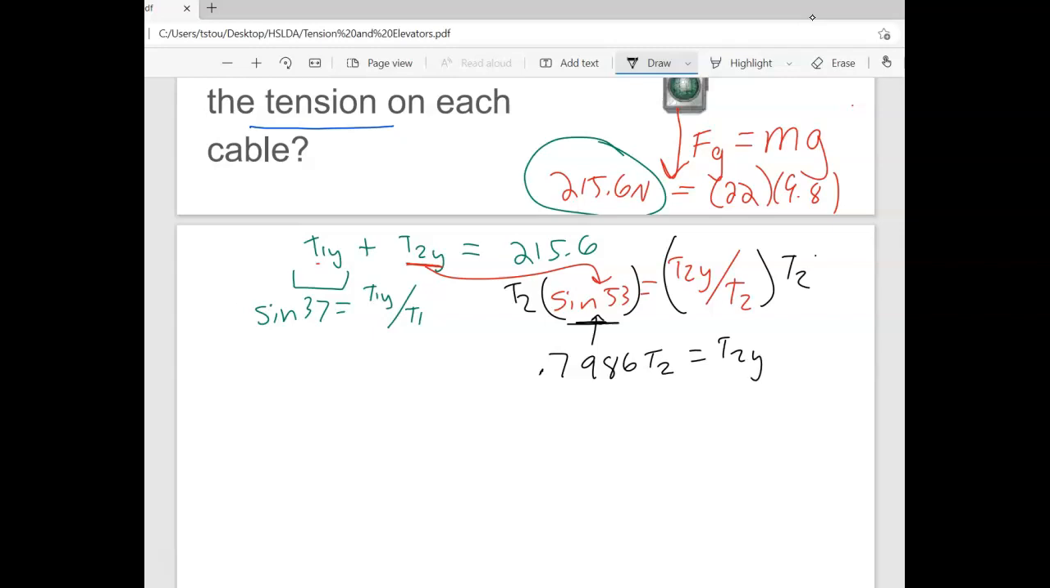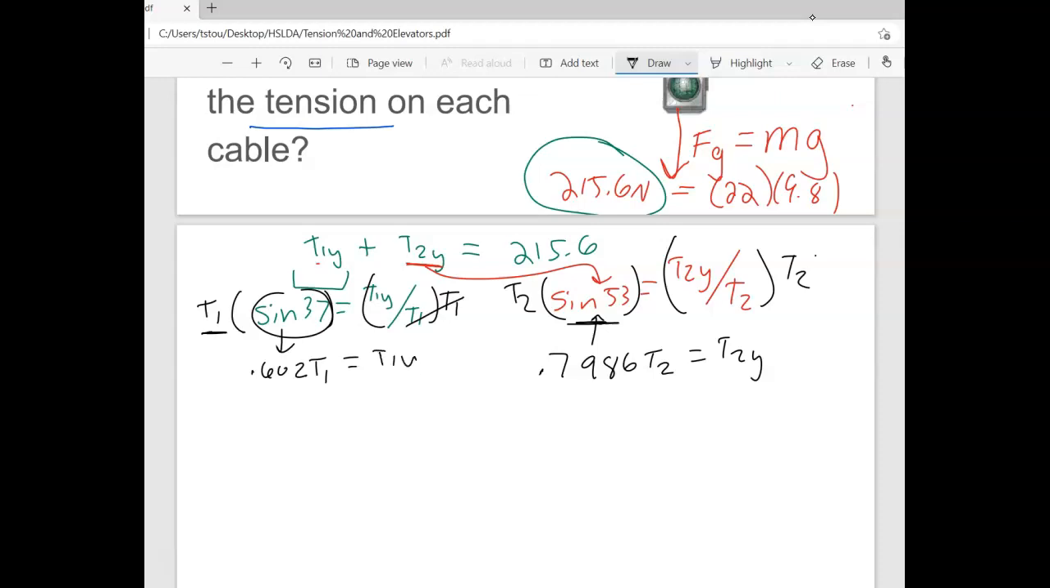I'm going to do the same thing over here. I'm going to multiply both sides by T1. That way it'll cancel on the right, and I've got T1 on this side. I'm going to put sine 37 in my calculator, and I get 0.602. So 0.602 T1, I just brought it to the other side.